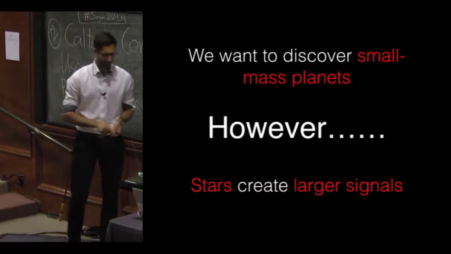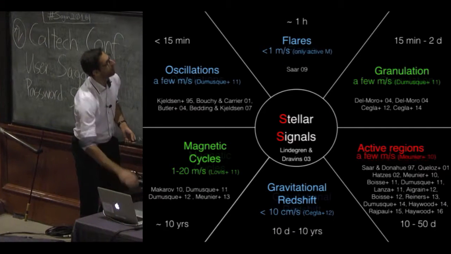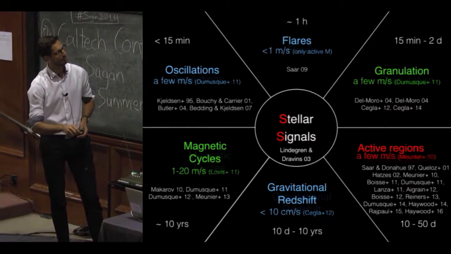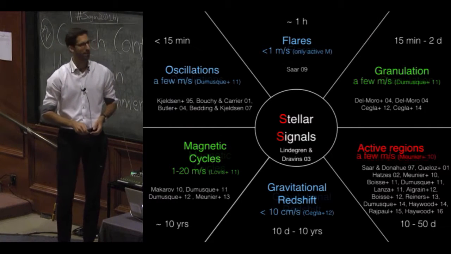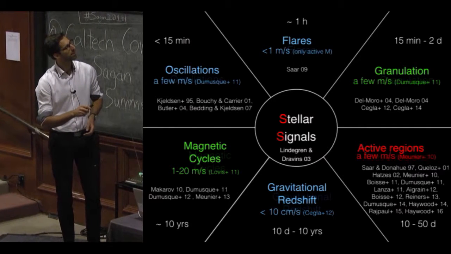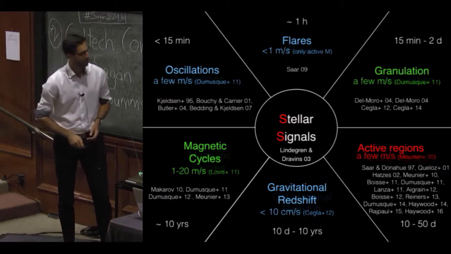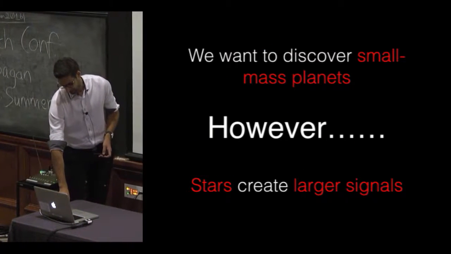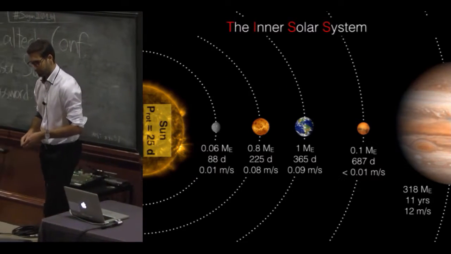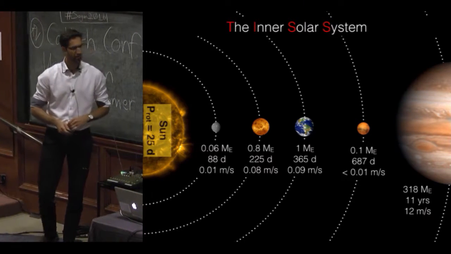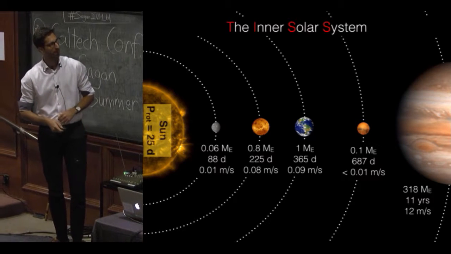However, if I just go back to the slide before, here I give you an idea of about the amplitudes of the effect that you're expecting. And for most of them, it is more or less meters per second. Here it can be up to 10, 20 meters per second. So if you look at the solar system, you calculate what amplitude you expect from the different planets.